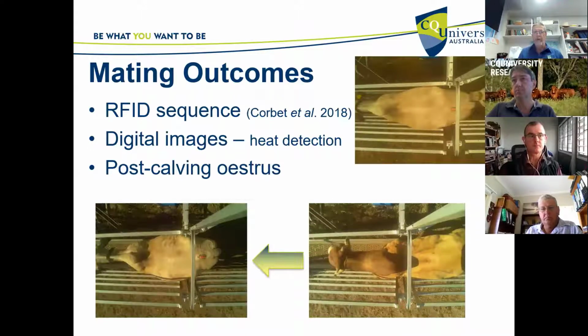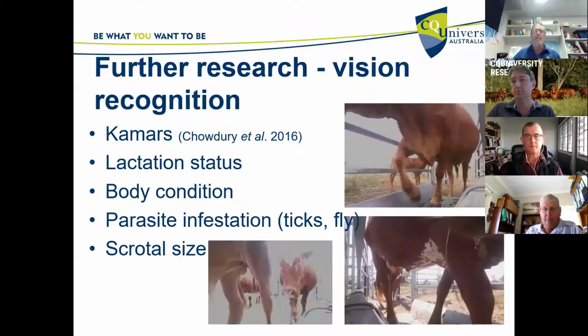Some of the other work we've been looking at is just using RFID sequence, to look at the timing of bulls following cows in estrus through the walkover weigh system, and this was confirmed with digital images and activated KMARs. Some of this work potentially could provide some information on not only post-calving estrus events but also on timing of conception.